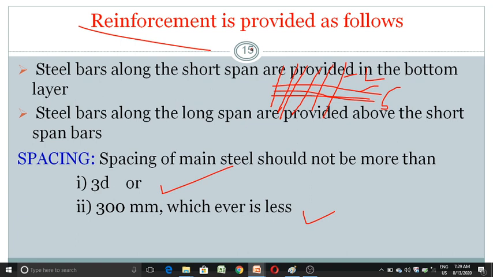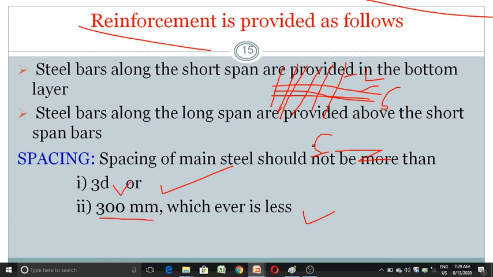But in general we have three cases here. Based on our obtained data, we will get one spacing, that is the actual spacing obtained, and according to IS 456-2000 we have the conditions 3d and 300 mm.